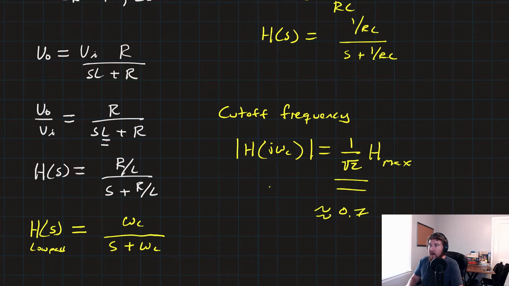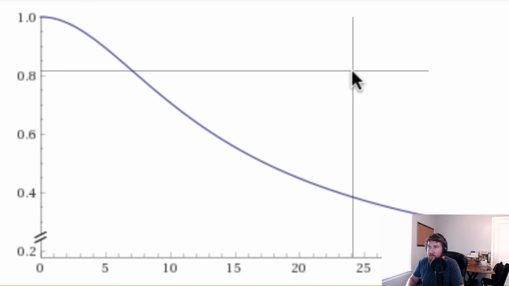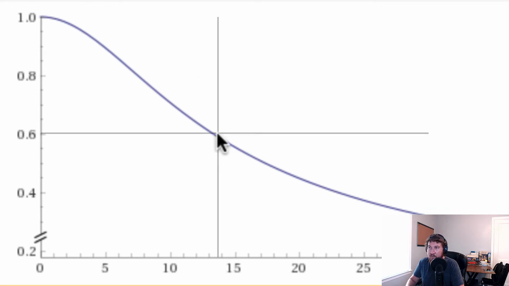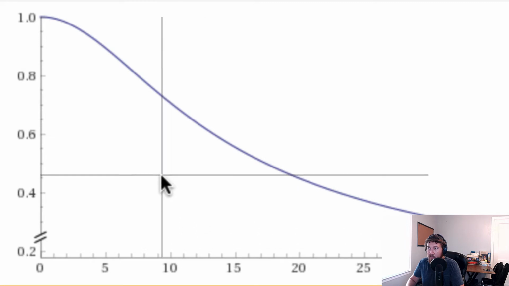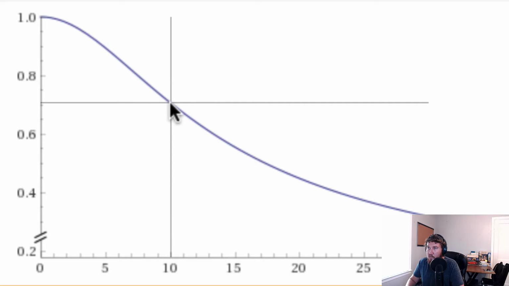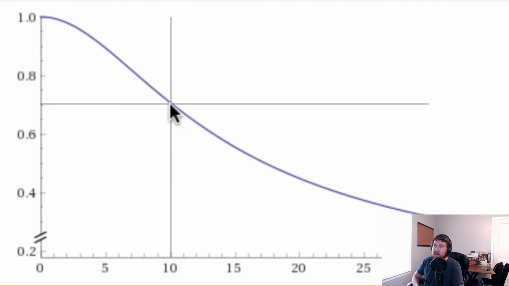Now, if we go back and look at our graph, we set it up so that our cutoff frequency would be 10 radians per second. If we look at the place on our curve where omega is equal to 10, and look at it on the vertical axis, you can see that it's about 0.7. So that means that our 1 over square root of 2, our cutoff frequency, is at 10 radians per second. So this filter is working the way that we hoped it would.